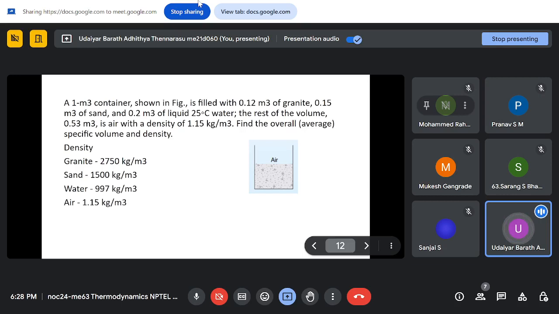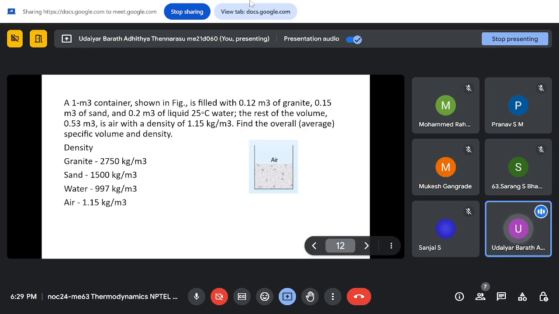So next we have an example here. It says a 1 meter cube container, which is shown in the figure, is filled with 0.12 meter cube of granite, 0.15 meter cube of sand and 0.2 meter cube of liquid water at 25 degrees Celsius, and the rest of the volume is 0.53 meter cube of air. The density of air is given, and the density of the granite, sand and water is also given.